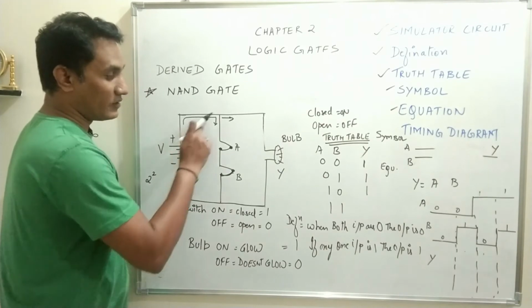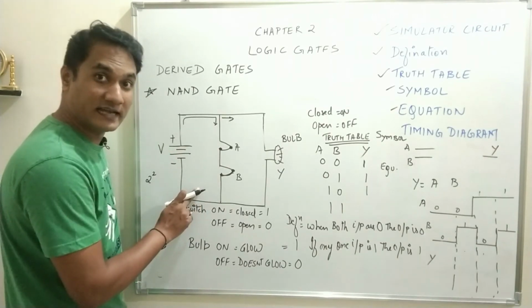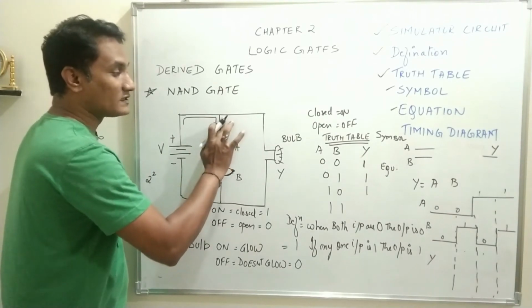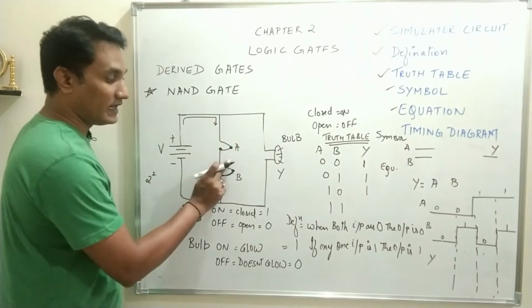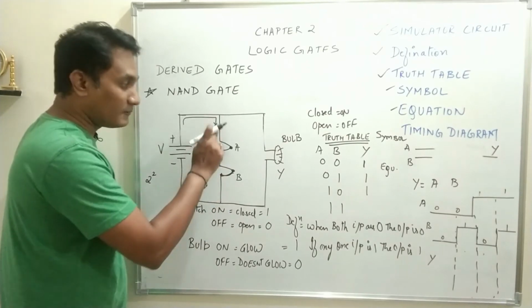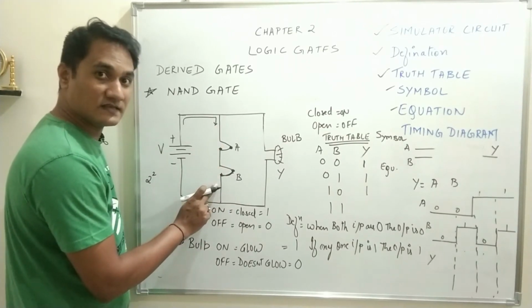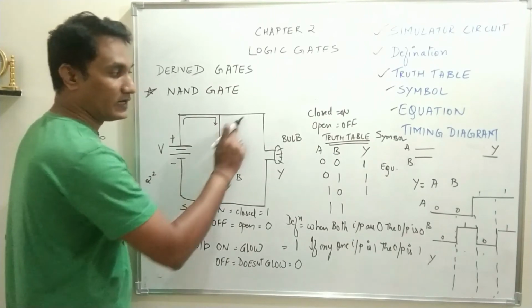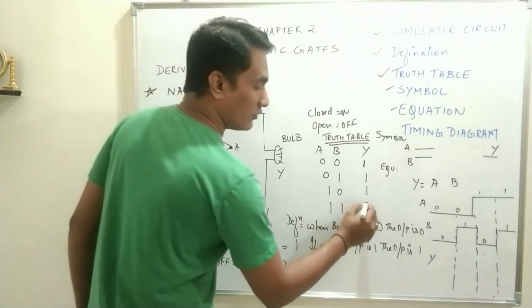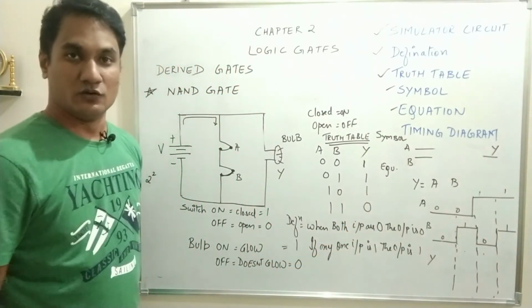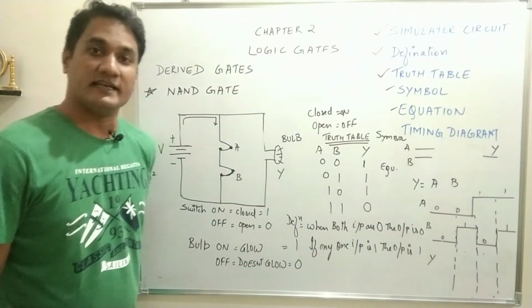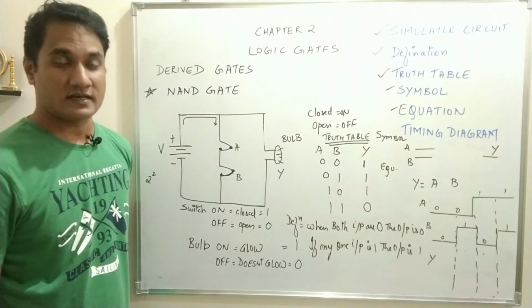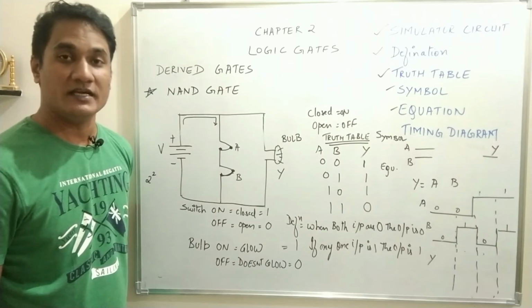And when both the inputs are 1, now the circuit is complete, a short circuit has been created, so all the current will flow through the switches, because under short circuit condition that particular path has resistance 0. So all the current will flow through the switches to ground and no current will flow through the bulb, so output Y will be equal to 0. So the output of the NAND gate is 1 1 1 and 0. Last condition, when both the inputs are 1, the output will be 0.